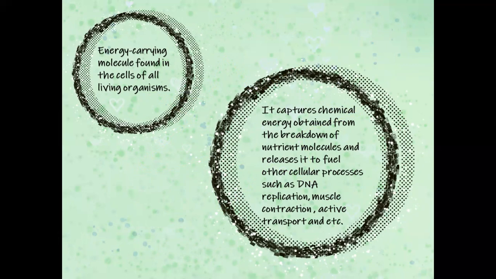ATP is a nucleotide consisting of an adenine base attached to a ribose sugar, which is attached to three phosphate groups. This nucleotide captures chemical energy obtained from the breakdown of nutrient molecules and releases it to fuel other cellular processes such as DNA replication, muscle contraction, and active transport.